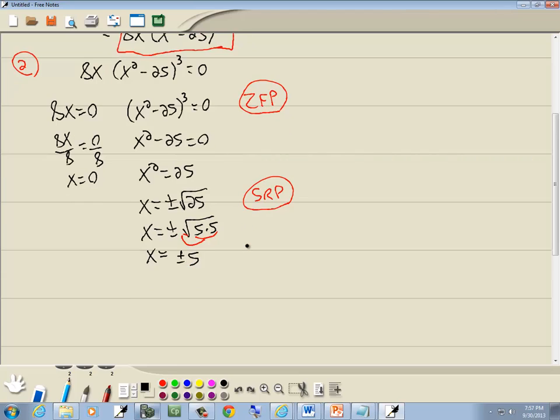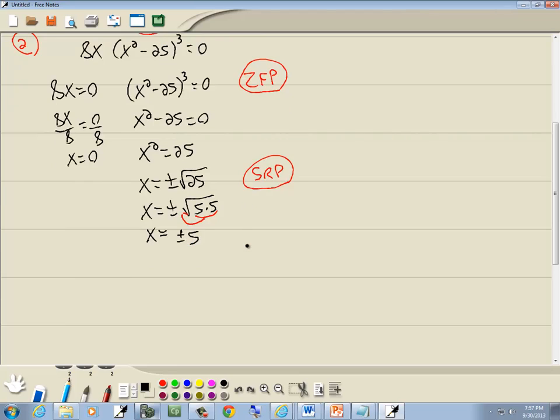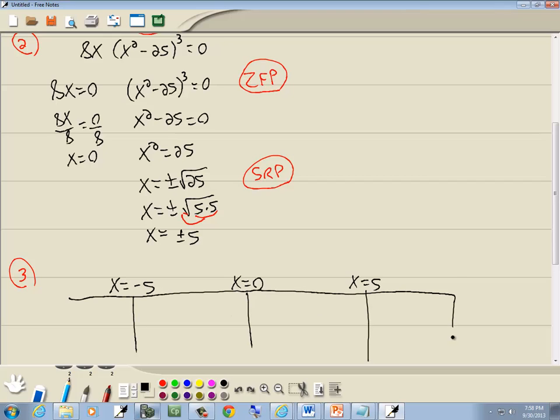Okay, now it's ready. Let's build our table of intervals. Our smallest critical number is negative 5, so we're going to have x equals negative 5. Our next one's 0. And then we also have 5. Clear over here is positive infinity. And clear over here is negative infinity.